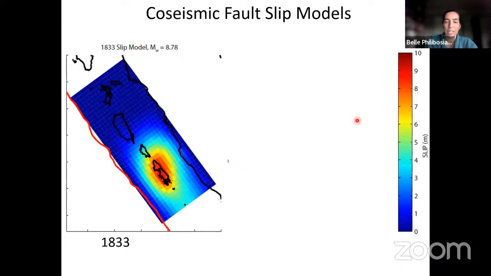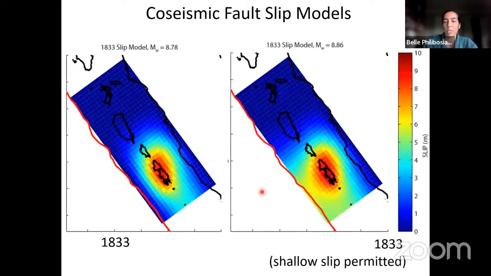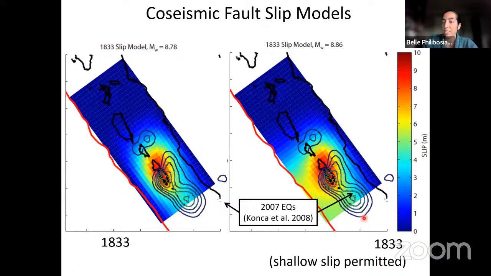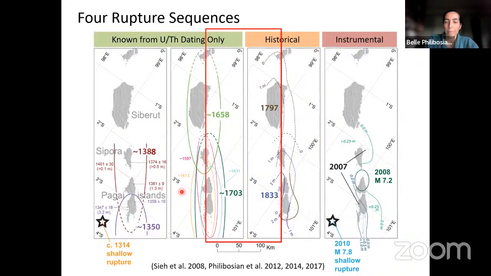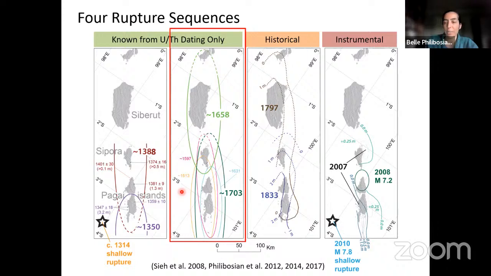Similarly, for 1833, there are 2 different models, with and without shallow slip. And I'll compare here the 2007 earthquakes that occurred in the same area. It's a little bit difficult to see in the color scale, but basically the 1833 earthquake had a greater extent and more slip than occurred in the 2007 earthquake. So there's probably still some more potential slip to occur to equal what happened in 1833. Okay, let's move on to the previous sequence of events.